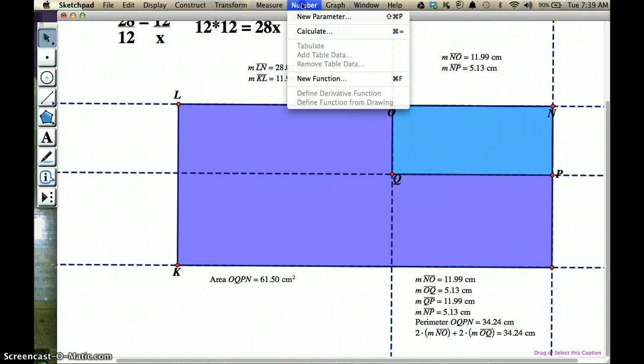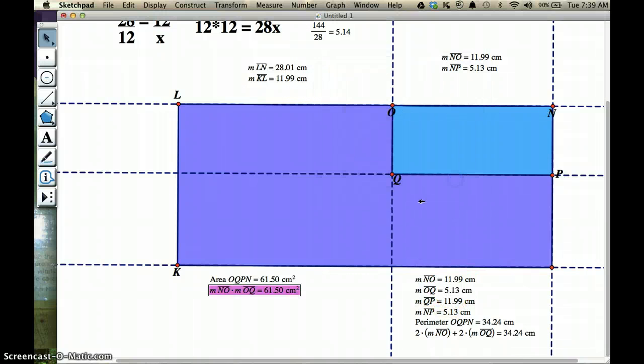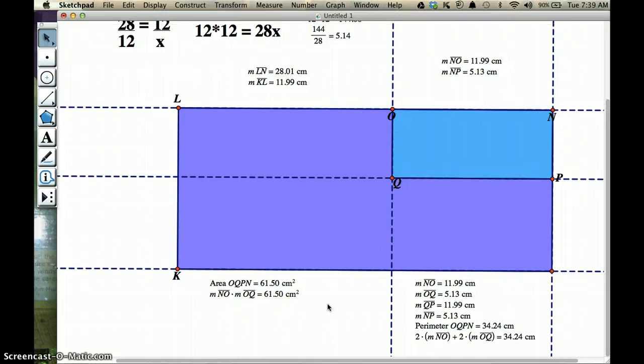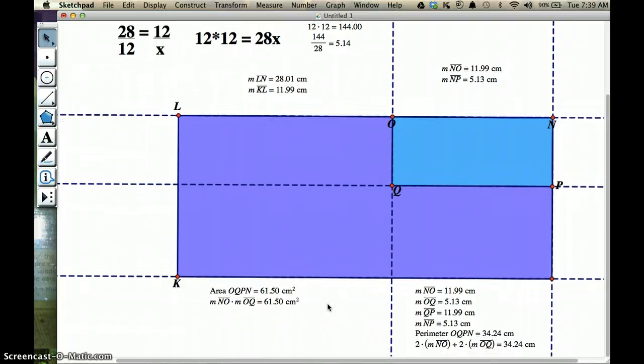This we can also calculate. So we're going to calculate this by length times width. And that also gives us 61.50 centimeters. So now all my dad needs to do is use the perimeter and area to figure out how much plywood he needs to use for the creation of the shed in our backyard.